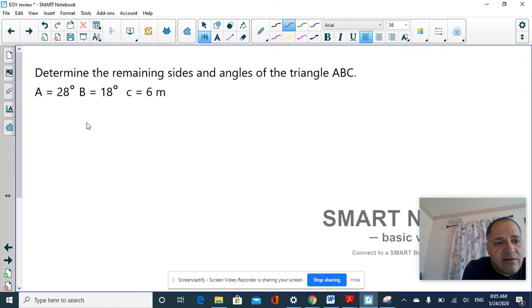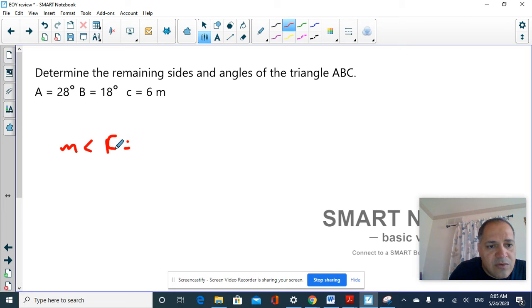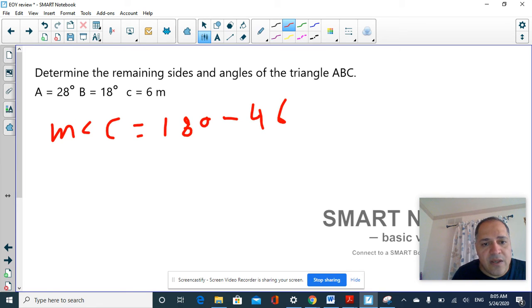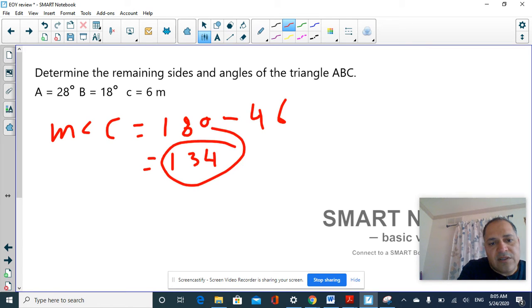First we can determine the measure of angle C. If you remember, yes, 180. We are going to use the rule 180. I'm going to erase this part. So measure of angle C equals 180 minus the sum of these angles. The sum of 18 and 28 is what? Yes, 46. Now the measure of this angle is 134. Now we have the measure of the angle.